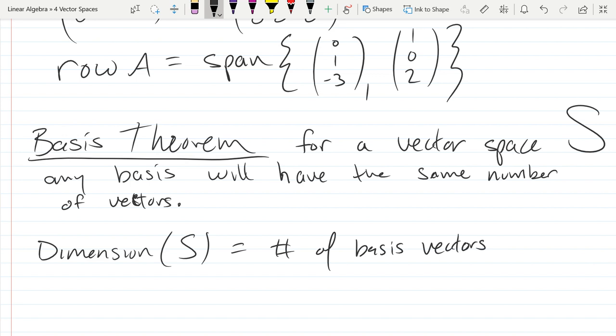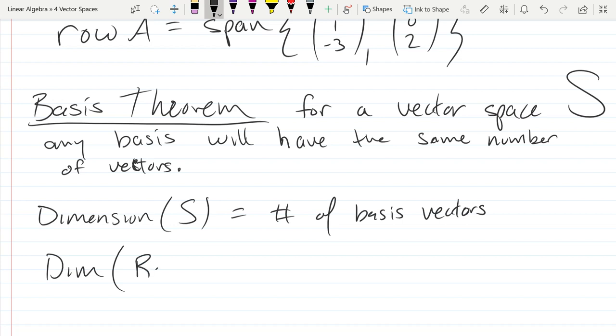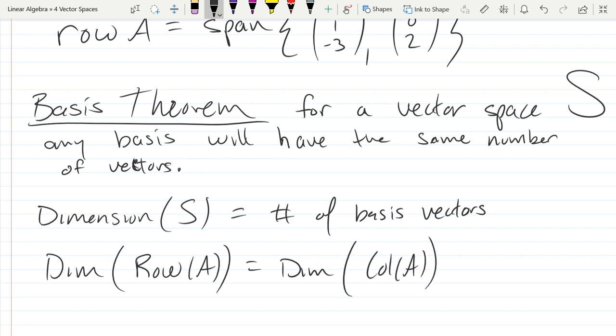And it doesn't matter which basis you look at, every basis should have the exact same number of vectors inside of it. It may have different vectors, but the number of vectors will be the same. And that's called the dimension of your space. Another theorem is the dimension of the row space is equal to the dimension of the column space.